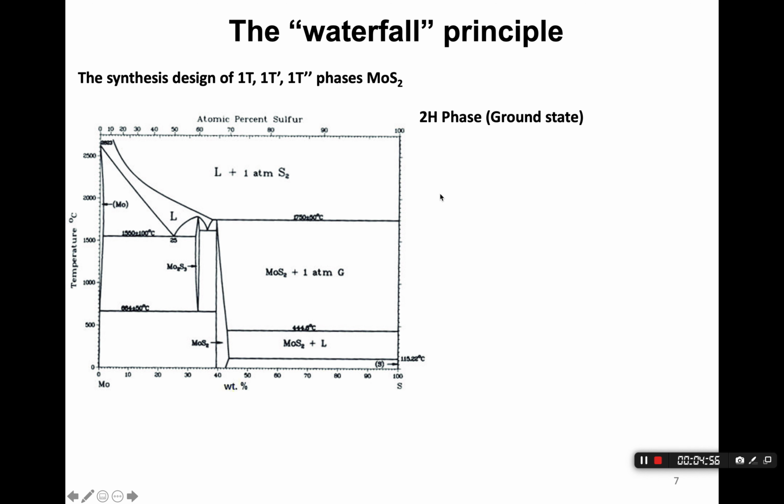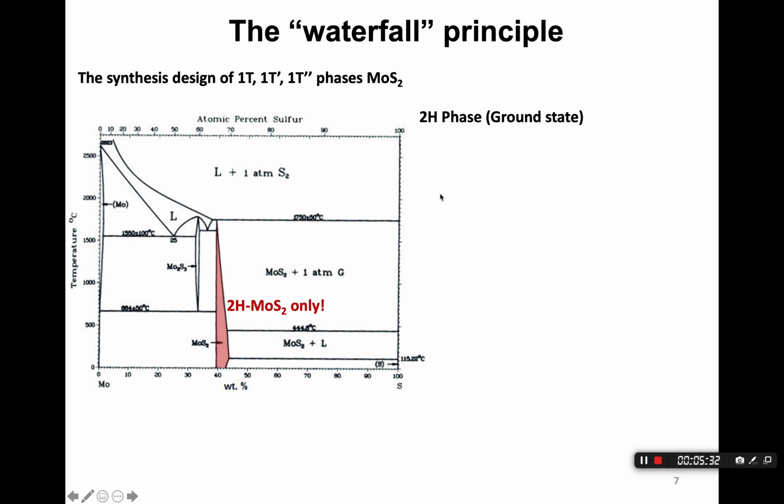Molybdenum disulfide is also a ceramic material. Typically in industry, what we do is mix molybdenum metal with sulfur and heat it up to a few hundred degrees C, and the 2H phase of molybdenum disulfide is going to form. If you look at the phase diagram, which is calibrated from experimental data, it basically tells you that you can only form 2H molybdenum disulfide regardless of the ratios of the precursors as well as the heating temperature.